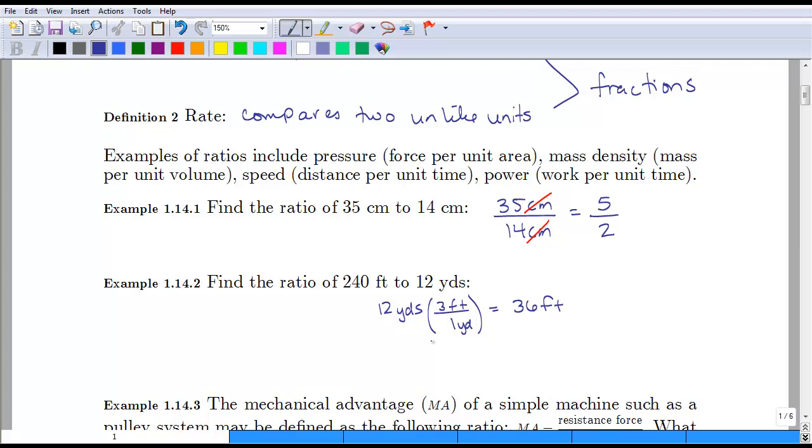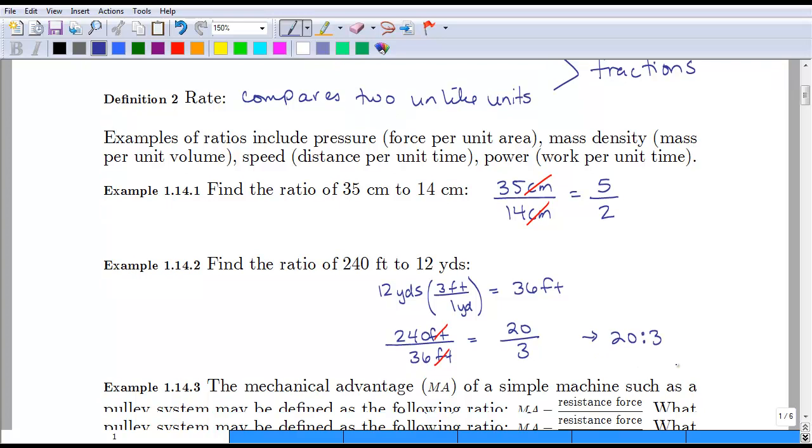So if we want the ratio, we are going to have 240 feet compared to 36 feet. Again, the feet divide to be 1, and these are both divisible by 12. We are left with 20/3. One other thing to point out, there is another way that we can write a ratio, and that is to write it as 20:3. And you might see the textbook use it in this fashion.